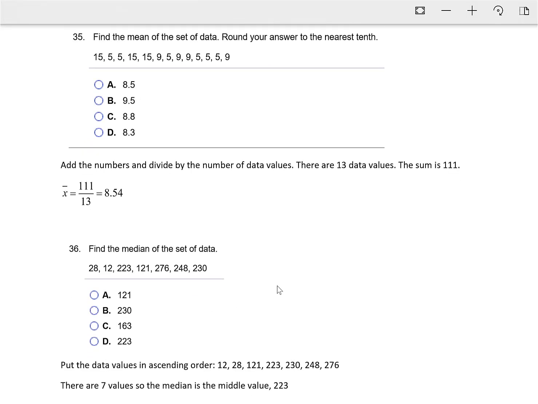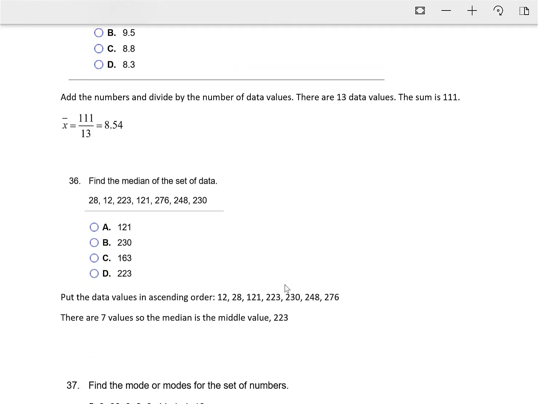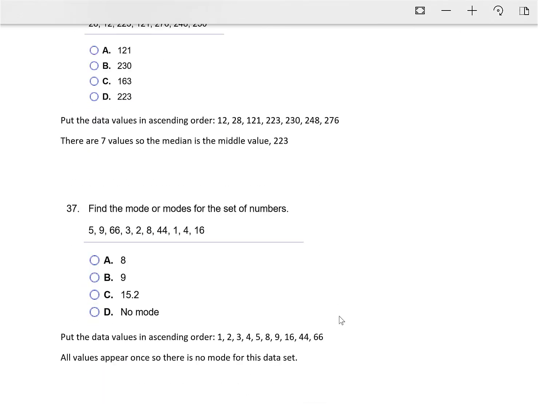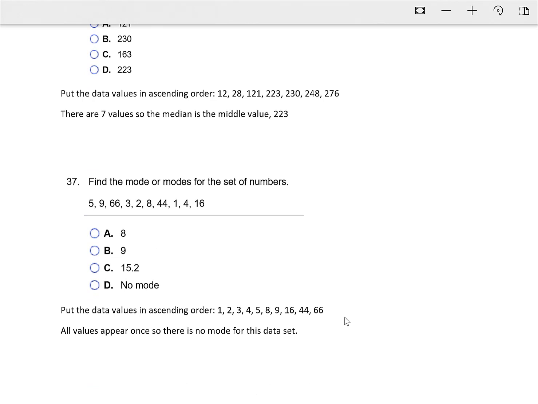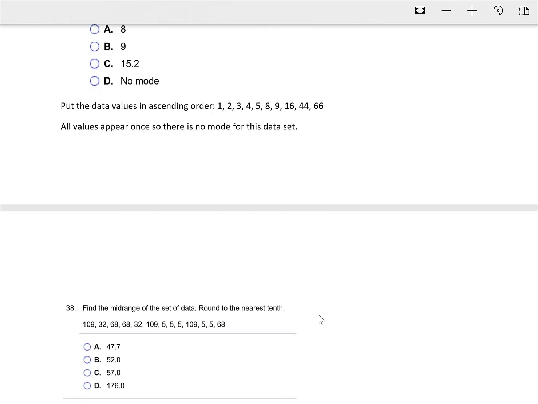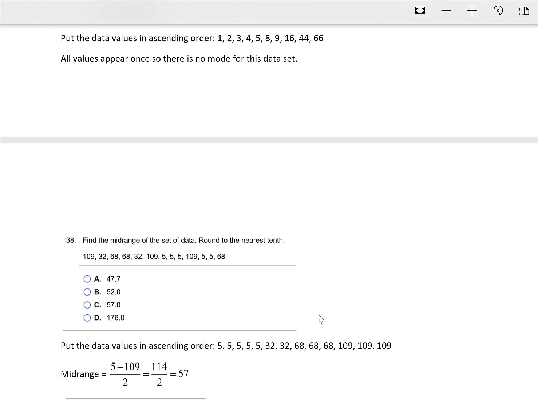And this one is find the median. So I put them in ascending order, and I notice there are 1, 2, 3, 4, 5, 6, 7. So the median is going to be the middle one, which is 223. Find the mode. I like to put the data values in order because then I can see if there are multiples of the same number. And there's nothing that appears more than one time, so in this data set, there is no mode.